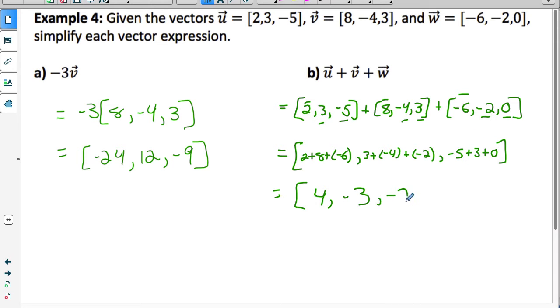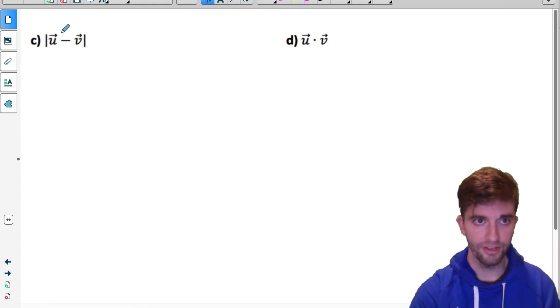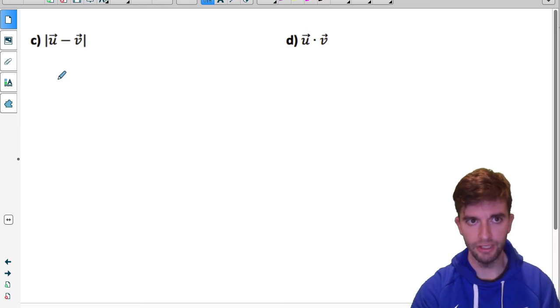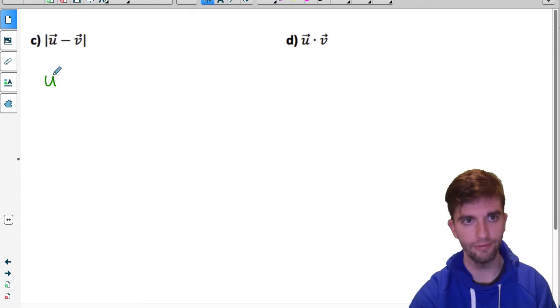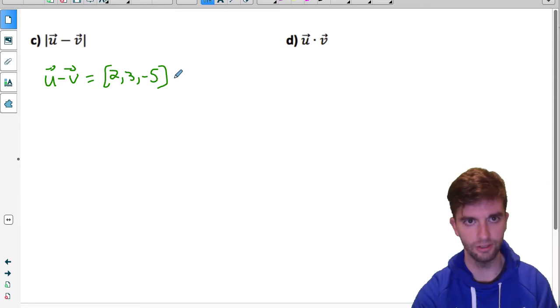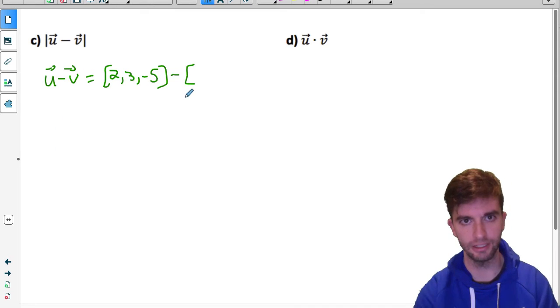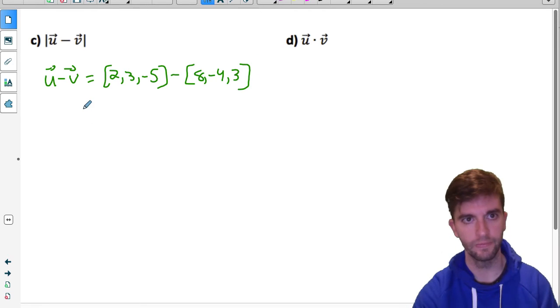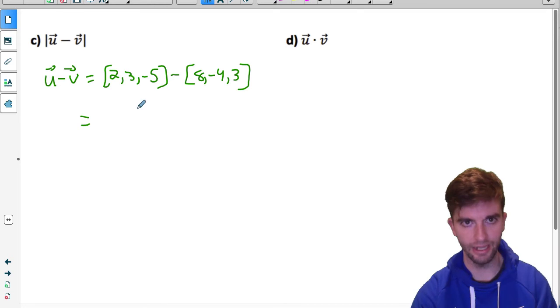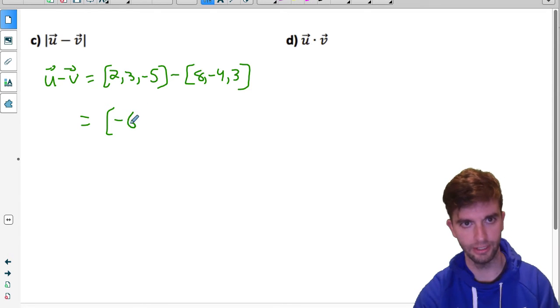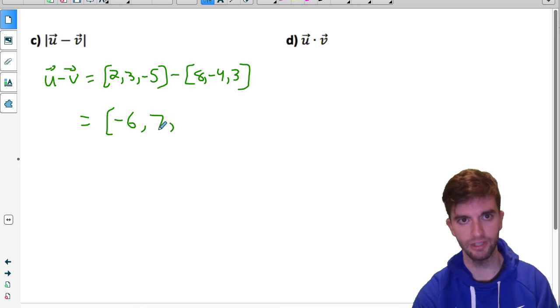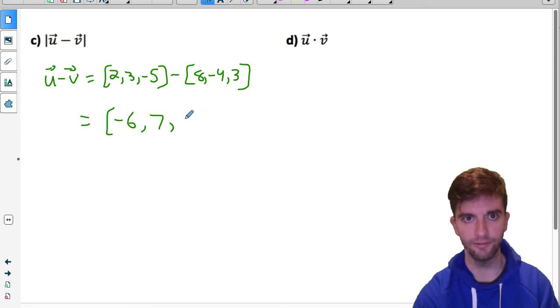Part C says find the magnitude of u minus v. So let me start by figuring out what vector u minus v is, and then I'll find its magnitude. So vector u is vector 2, 3, negative 5, and I need to subtract vector v, which is vector 8, negative 4, 3. So I have to just subtract the x components. 2 minus 8 is negative 6. Subtract the y components. 3 minus negative 4 is 7. And subtract the z components. Negative 5 minus 3 is negative 8.